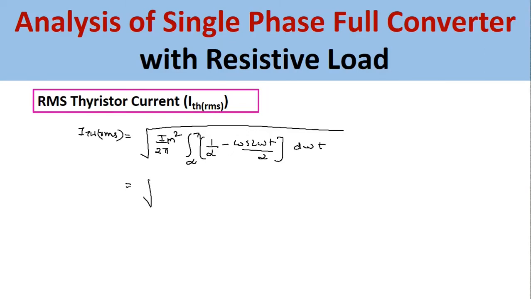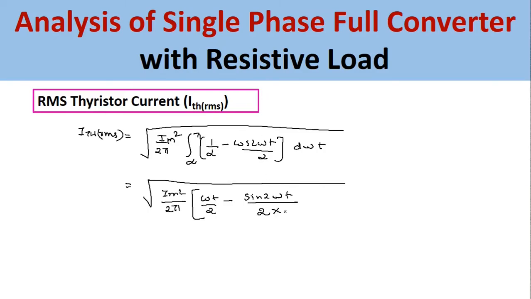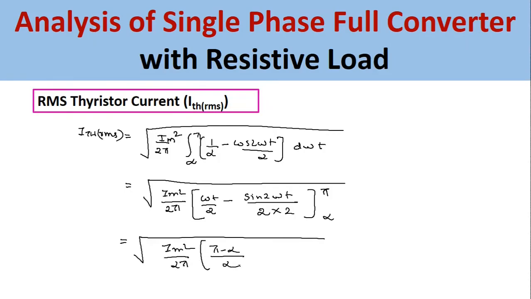We will get under root Im square upon 2 pi. Integration of 1 with respect to d omega t will be equal to omega t, so we will get omega t by 2 here, minus integration of cos 2 omega t, which will be equal to sin 2 omega t divided by 2, and this 2 will be 2 into 2 in the denominator, with the limit alpha to pi. Now we will apply the limits. We will get Im square upon 2 pi, then (pi minus alpha) divided by 2, then minus sine 2 pi divided by 4, then plus sine 2 alpha divided by 4. This is the equation we are getting after applying the limits.